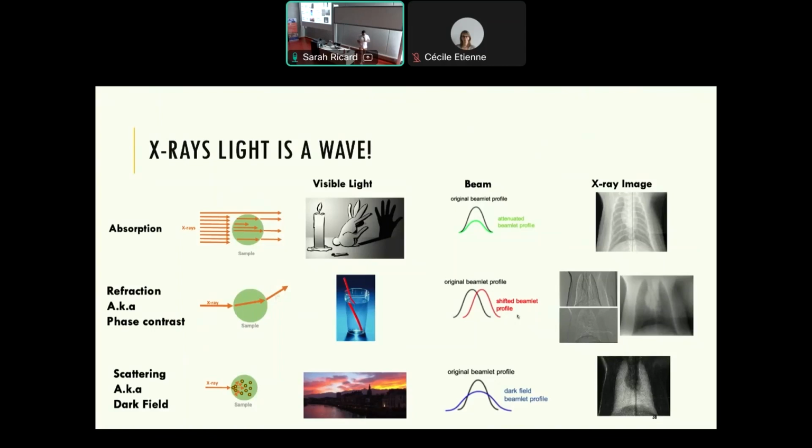And what it gives you is this other type of image, which shows the number of structures smaller than my pixel that have scattered the light. Here, in the lung, it gives you complete information, an exact quantification of the number of alveoli that my X-ray has crossed. Okay.